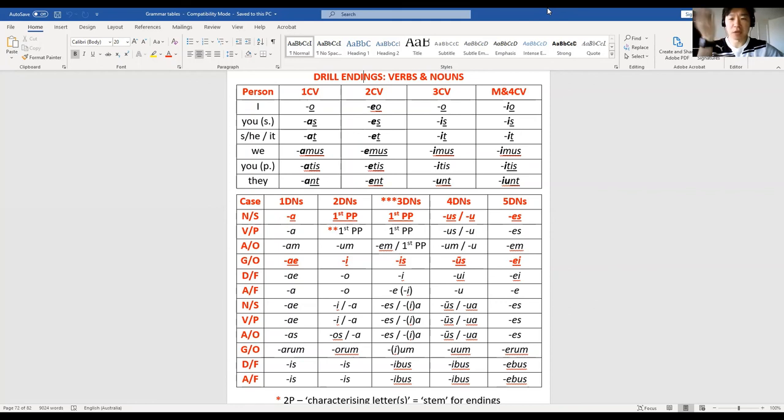Mixed conjugation, io, ere. Fourth conjugation, io. Present tense forms are the same: io, is, it, imus, itis, iunt.